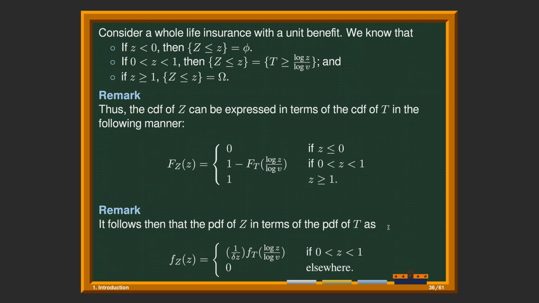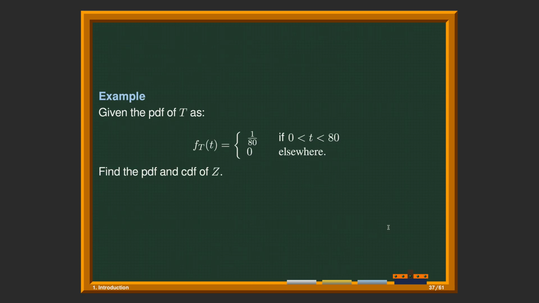Okay? Let's use these formulas to look. We again use this function that we have encountered earlier, but this time we would want to determine the PDF and the CDF of Z, given that the PDF of T is this. And we're assuming, of course, that the insurance is a whole life insurance. But our T is only up to 80, right? Our T is from 0 to 80.